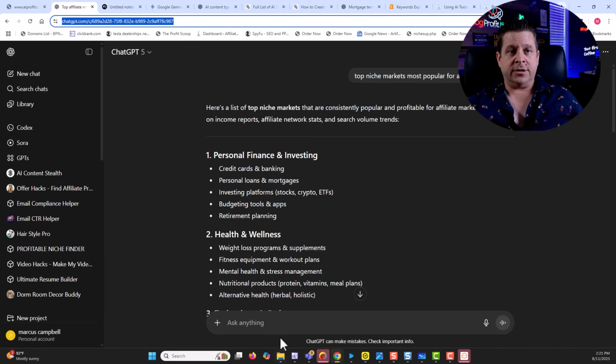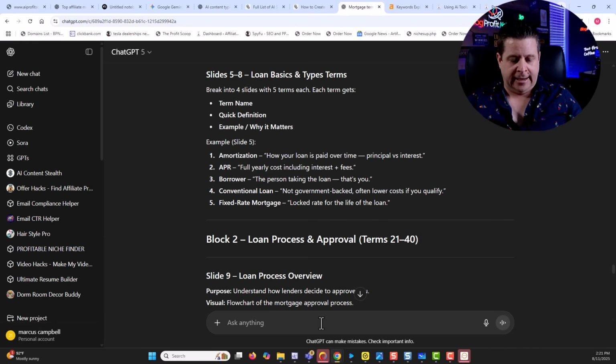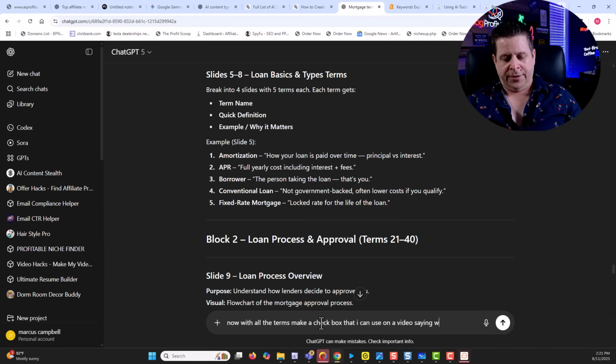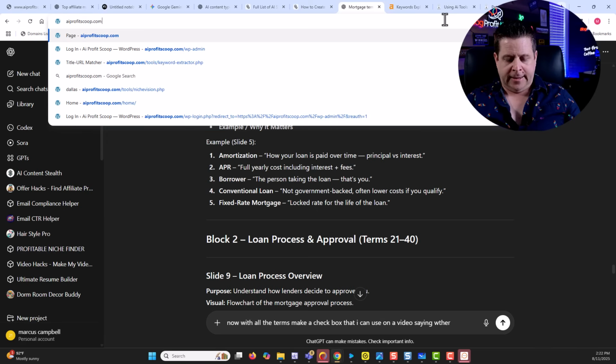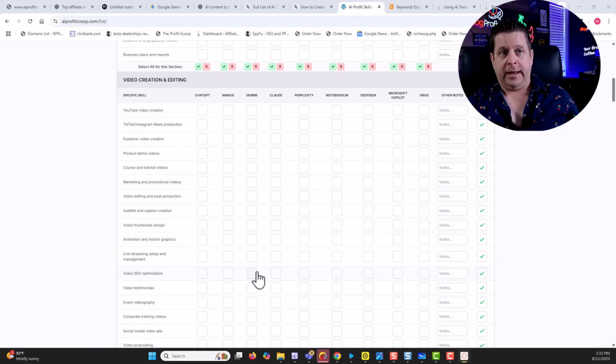What I did with my notes is I went through and I said, now make a grid, right? So you could go through and say, now with all the terms, make a check box that I can use on a video saying whether it's good or bad or whatever. And what you'll see is it's a lot like what I made over here where it was a list, and that list was just checklists, right? So I was like, here's the AI profit skills. Which tool is best for that skill? And we go through and we make it work, right? Pretty cool, pretty awesome. And then boom, we're ready to go.